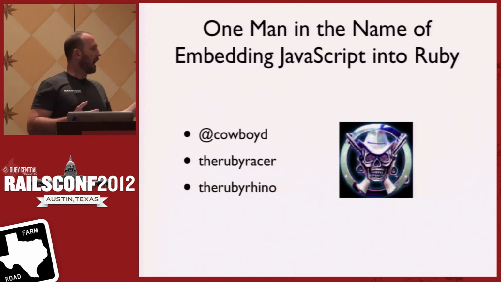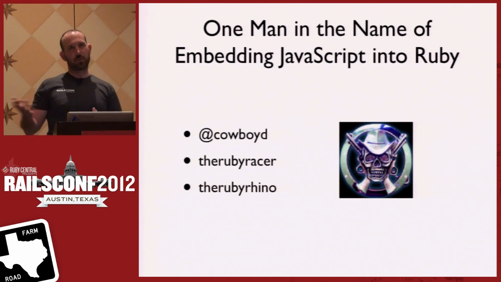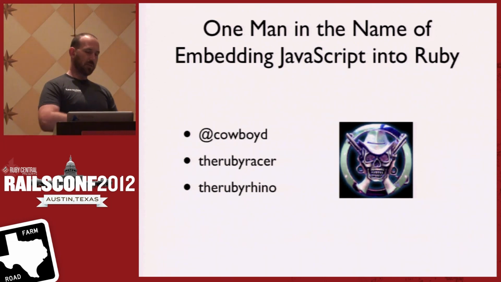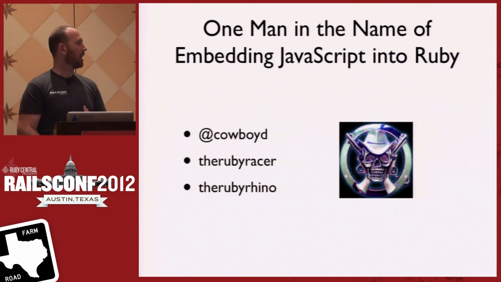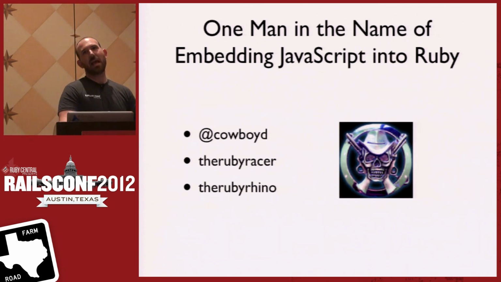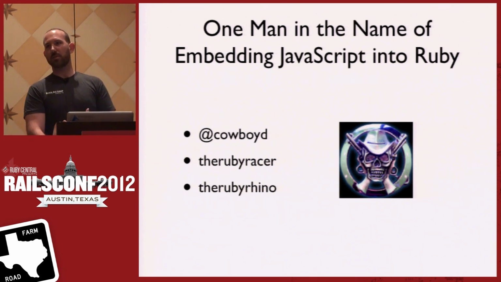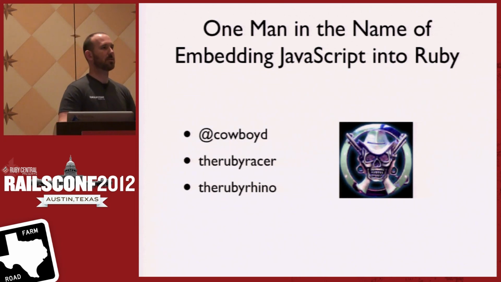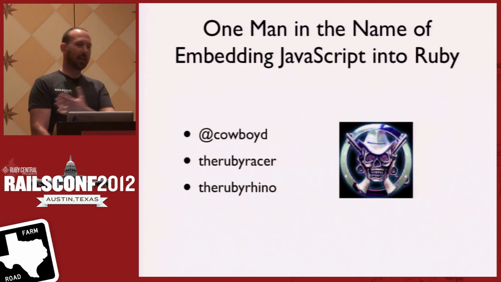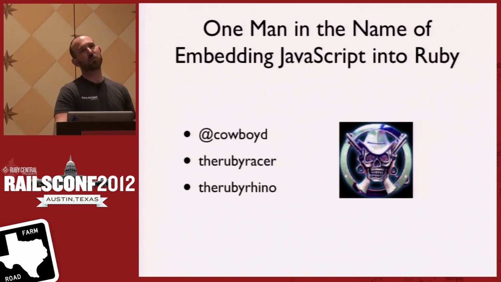You know, I've developed a couple of gems. You may have heard of them. They're the Ruby Racer, the Ruby Rhino. It allows you to embed JavaScript into Ruby. And the reason I did this is because having a real JavaScript environment where you can share data structures and you can send messages back and forth between JavaScript and Ruby, it pretty much rules.